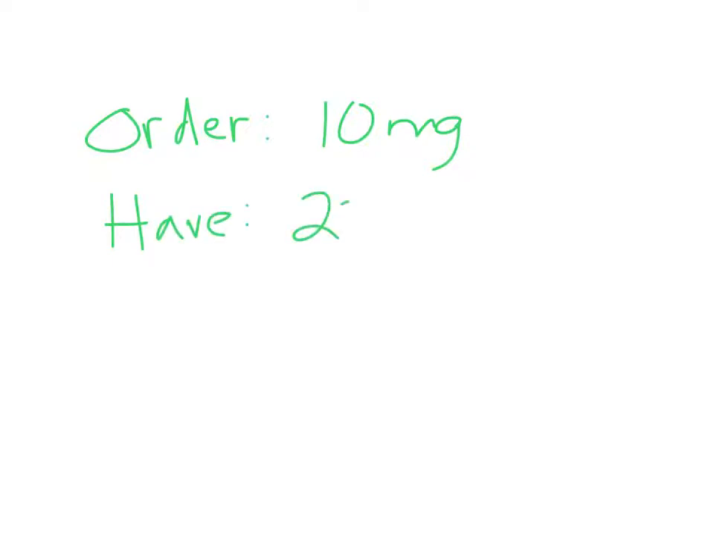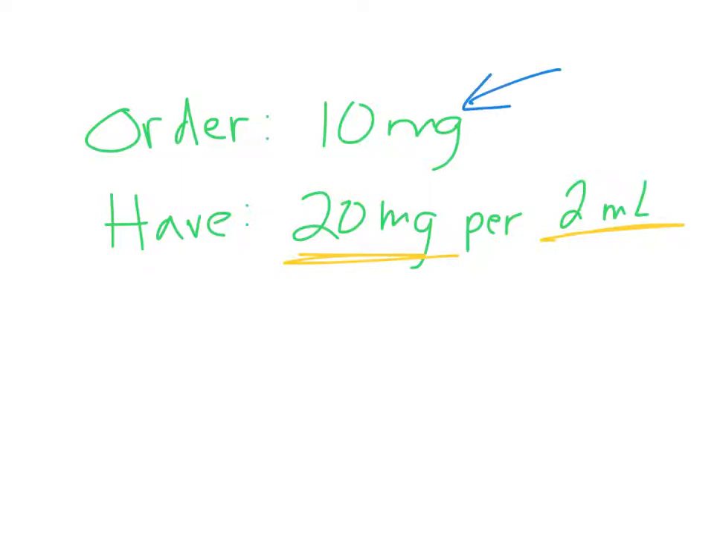Say we have an ordered dose of 10 milligrams, and we have a medication that comes 20 milligrams per 2 milliliters. What this means is that for every 2 milliliters a patient takes, they're going to receive 20 milligrams of that pure drug. Our patient doesn't need 20 milligrams. Our patient only needs half that. They only need 10. So they're only going to take half of this quantity, half of this dose.